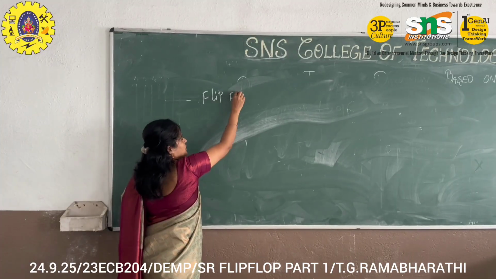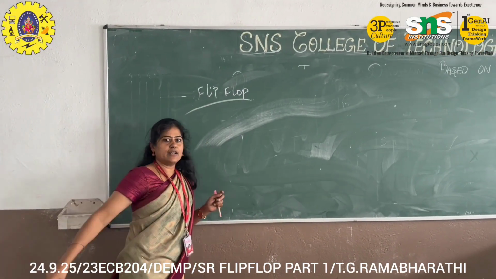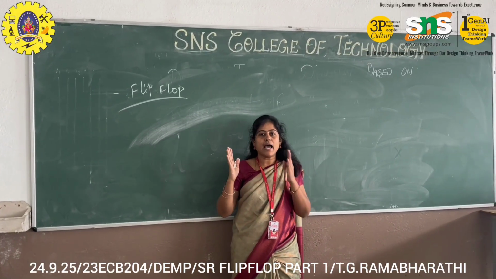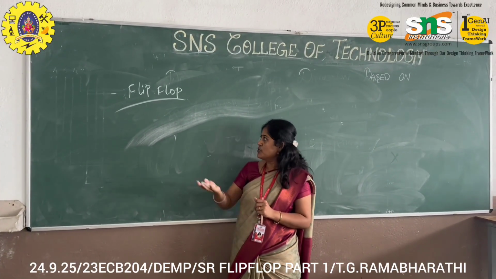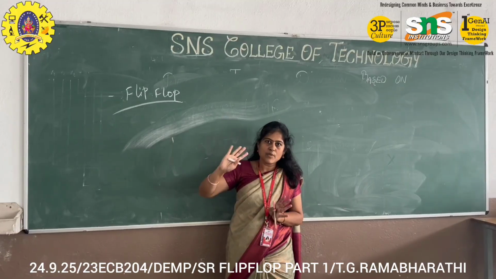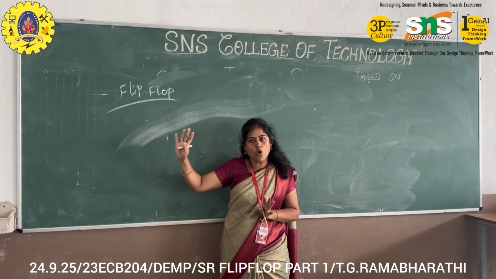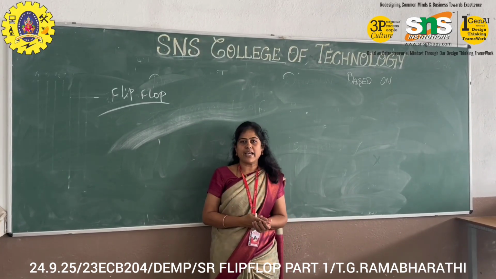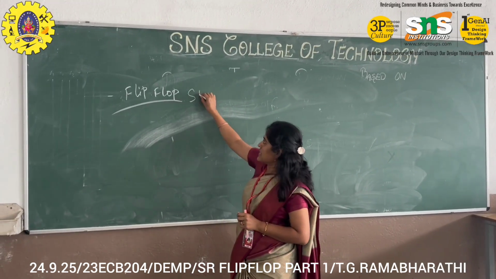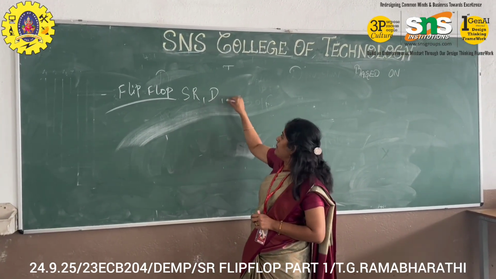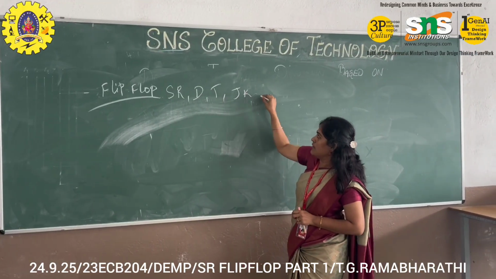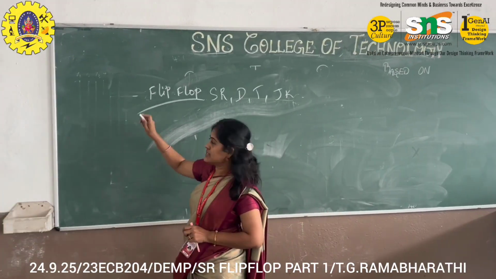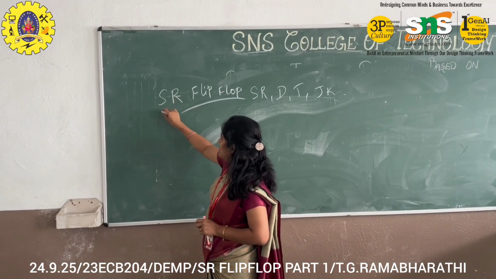So flip-flop, as I already told, is an example of a sequential circuit, and a sequential circuit has memory to store the past values. A flip-flop is a 1-bit storage device. It can hold 1 bit of data. In flip-flops, we have multiple types: SR flip-flop, D flip-flop, T flip-flop and JK flip-flop. These are the main types of flip-flops. Today we are going to discuss the SR flip-flop.